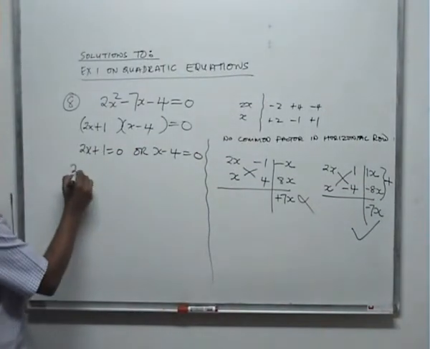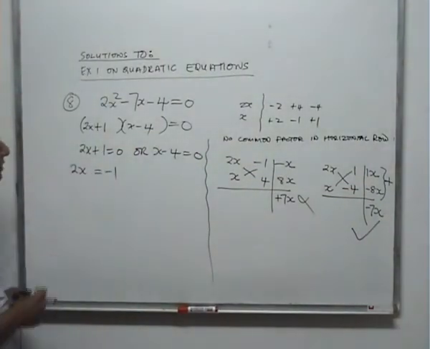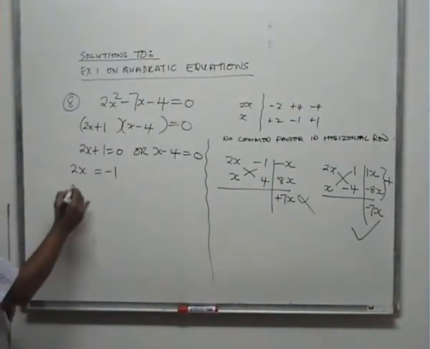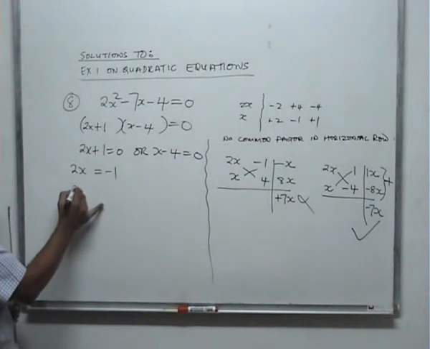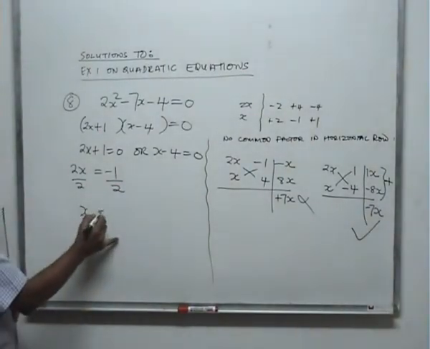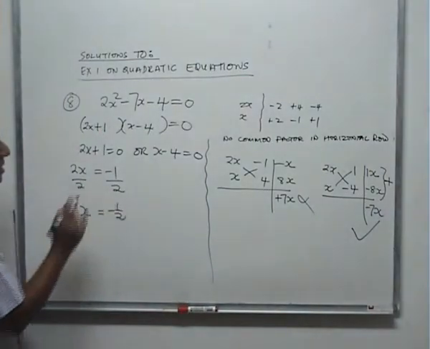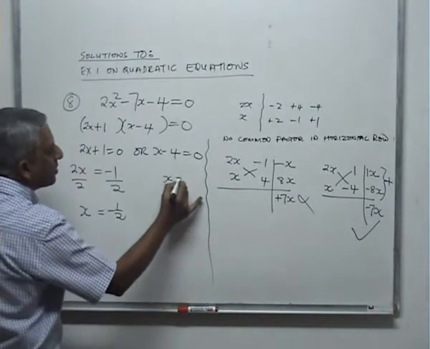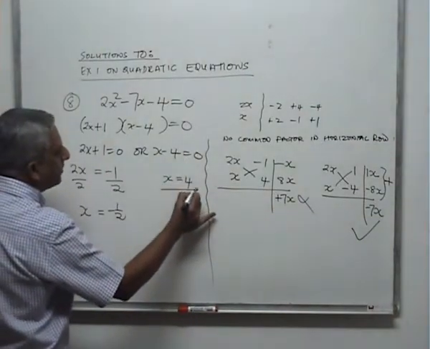And then of course this one will be 2x is equal to -1. The +1 became -1, transposing. Now for x, I have to divide by 2 on both sides. So I'm left with x is equal to -1/2. And here we merely transpose the -4, we get x equal to 4.